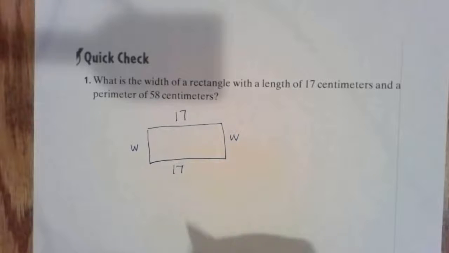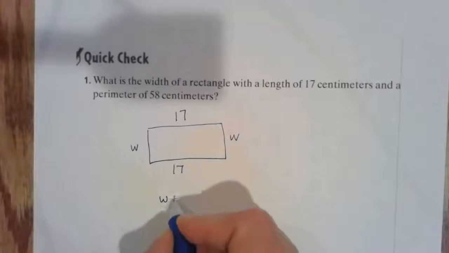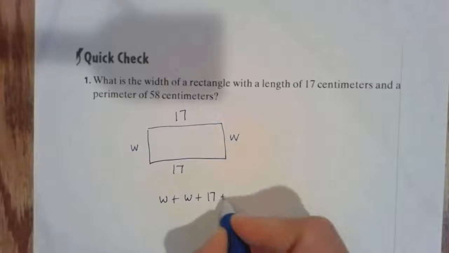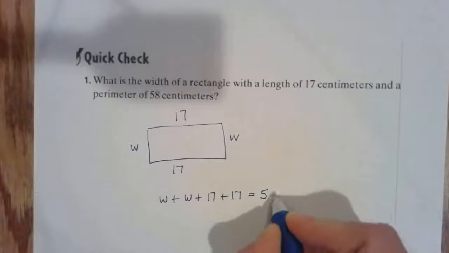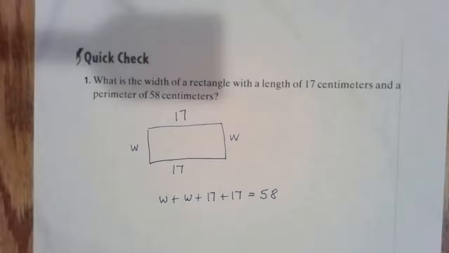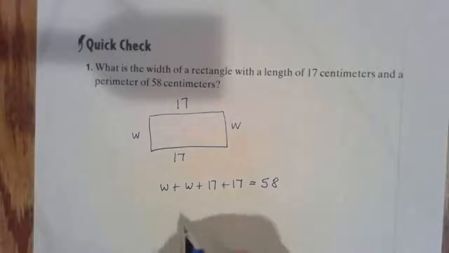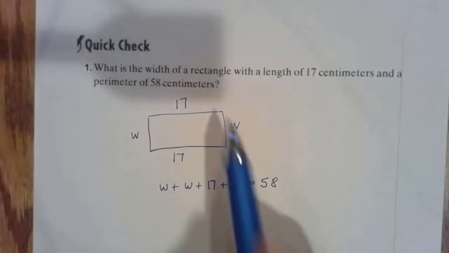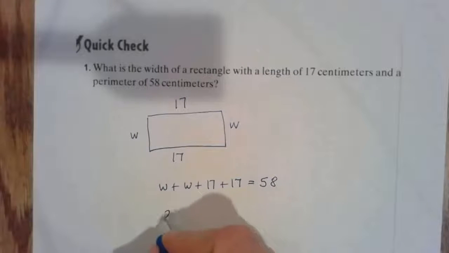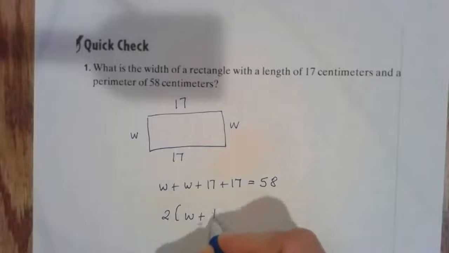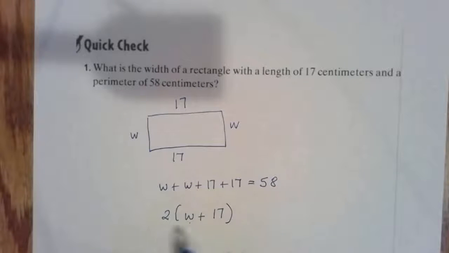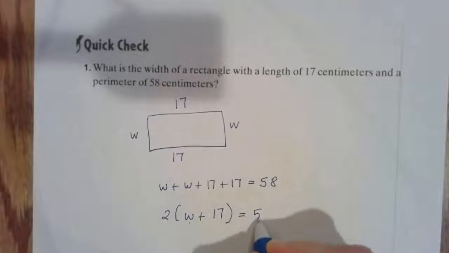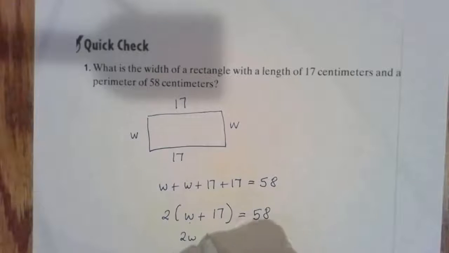How would I set it up? Well, I could set it up W plus W plus 17 plus 17 equals 58. But since our lesson is about distributive property, that means I have to see what doubles here. So my width and the length, that's what I'm going to multiply by 2. So I could set it up this way, because I still have 2 W's and 2 17's equals 58. And then I'll solve very quickly. So that's 2W plus 34 equals 58.